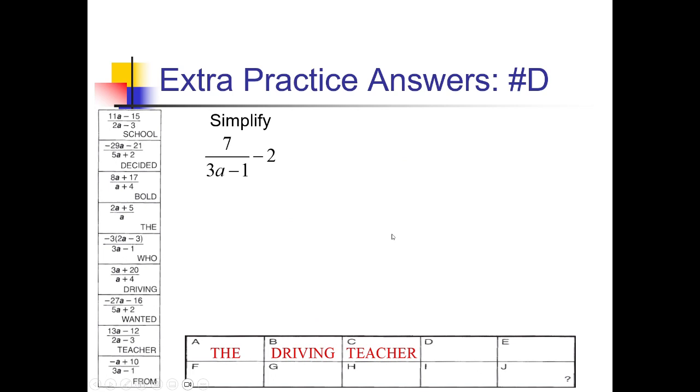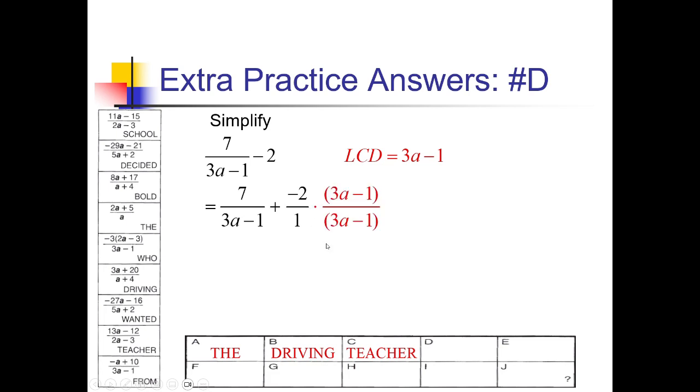For this one, the only denominator is 3A minus 1, so that's our LCD by default. So that means my first fraction doesn't need to change. For the second fraction, I'm going to do a couple things. I want to write a plus minus 2 over 1, just so I have that negative taken care of. And I also want to multiply by 3A minus 1 over itself, because that's all this needs to get the LCD in the denominator.